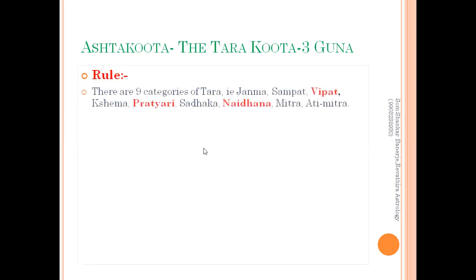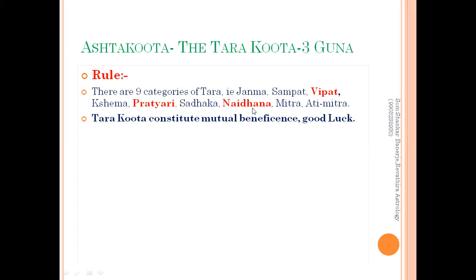So what we need to understand is the luck factors between the couple: how the wife's luck will improve the boy's luck, and how the boy's luck will be improved by the girl's luck. This mutual luck factor is Tarakuta. As we know, there are 9 categories of Tara: Janma, Sampad, Vipat, Shema, Pratyari, Sadhaka, Naidhana, Mitra, and Adimitra. Out of which Vipat, Pratyari, and Naidhana are the bad, problematic ones.